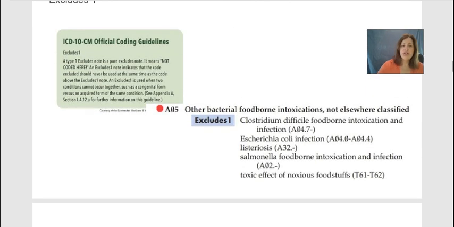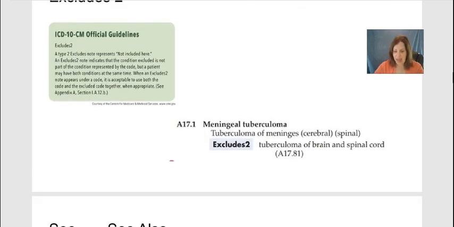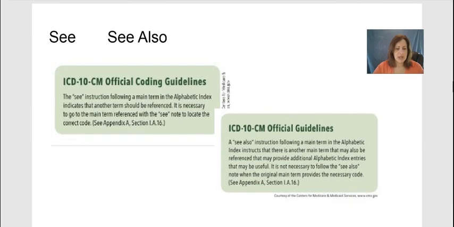If you were to put these 2 codes on a claim together, it would be rejected because these 2 codes can never, ever be put together. Ever. However, these 2 codes can be put together. So if you were to put both of these on a claim form, they would pay you. Okay. All right, next one.